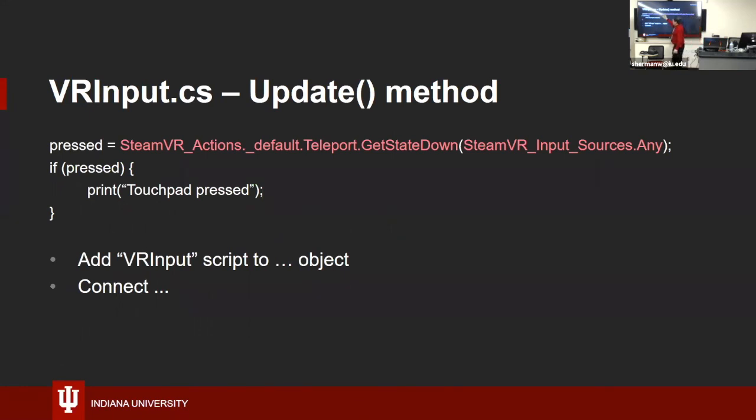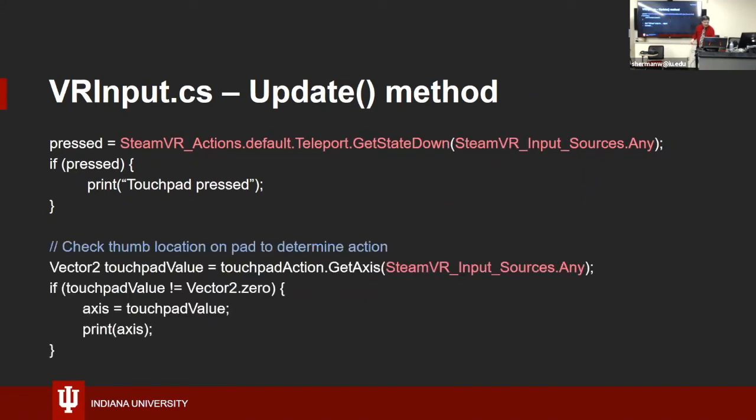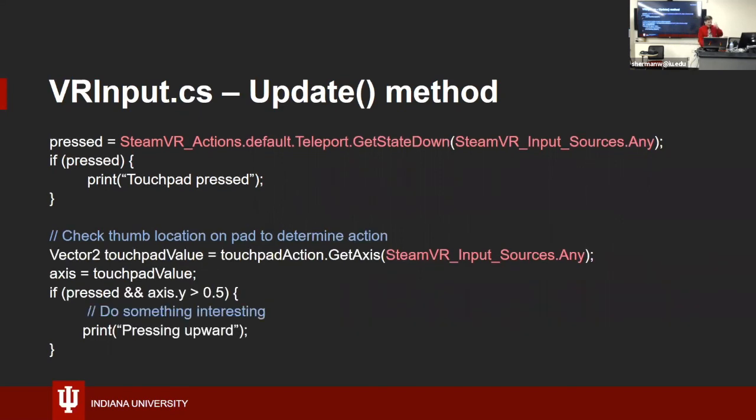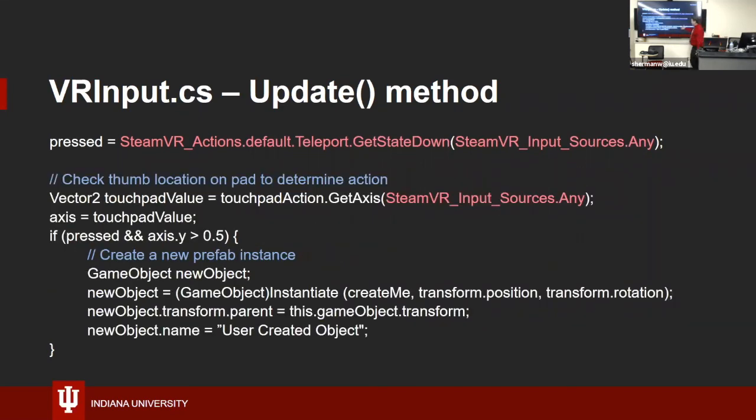We'll set that to be pressed, and then what happens, we're going to print some output just to get us started. And then what we were going to do is get our axis value from touchpad action get axis. Again, input source is any, so we can get the axis of either of the controllers. Then we're going to see if that was not 0, and if it was, print the value. And then finally, we were going to generate a new object.